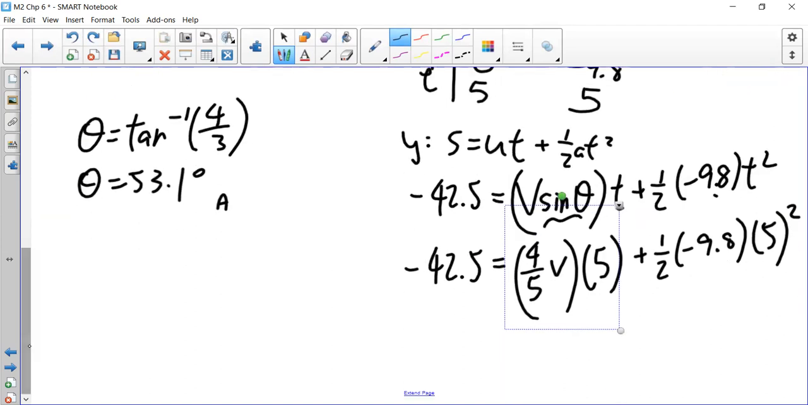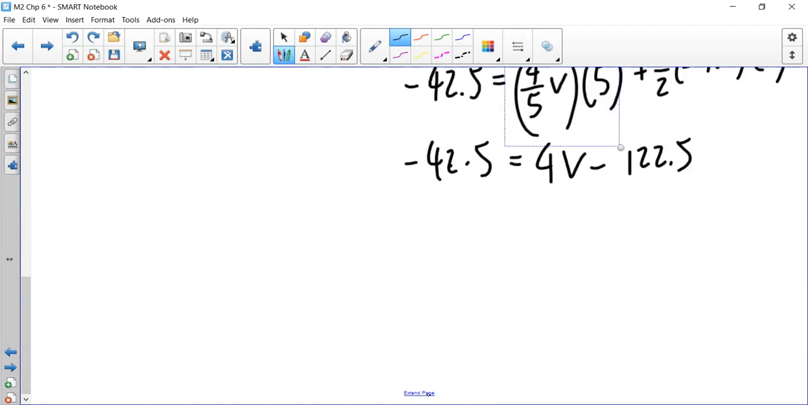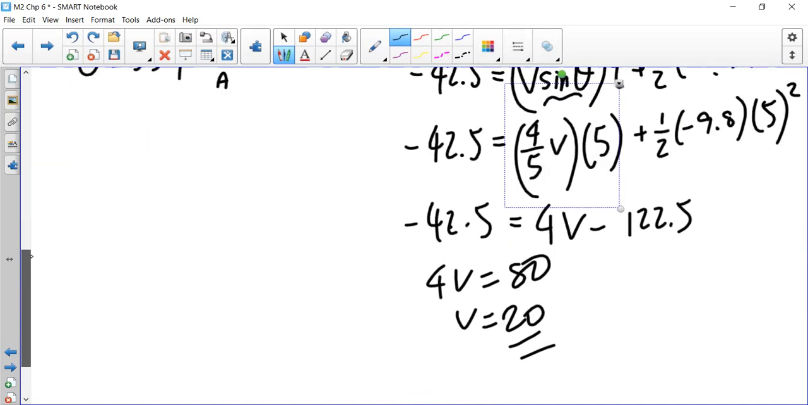We solve the equation and calculation. So minus 42.5 equals 4v minus 122.5. Bring minus 122.5 to the left side, it becomes 80. So 4v equals 80. V equals 20. Okay, positive 20. Part B.